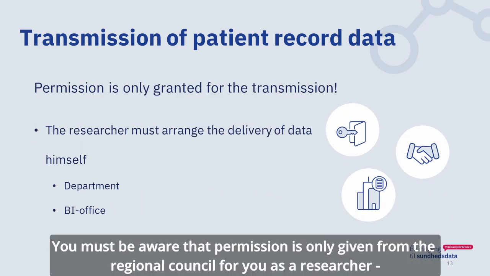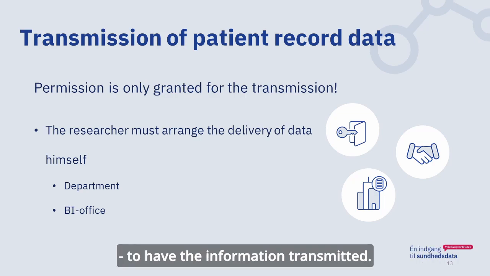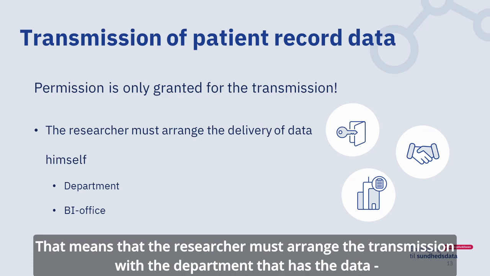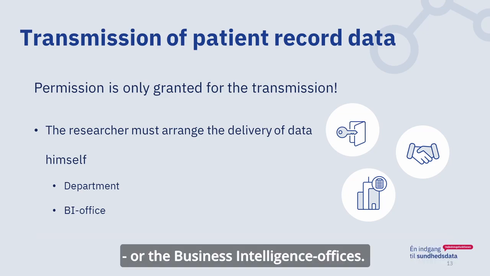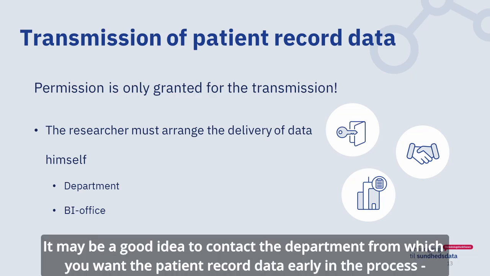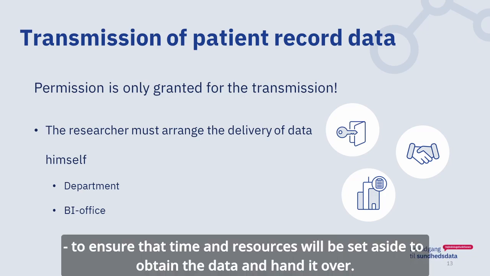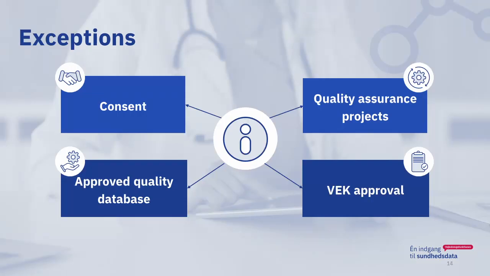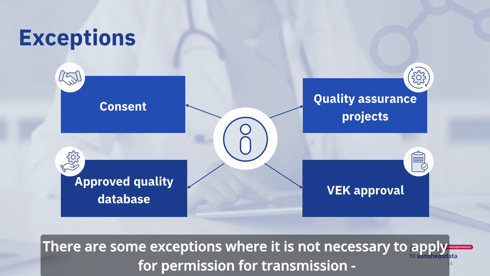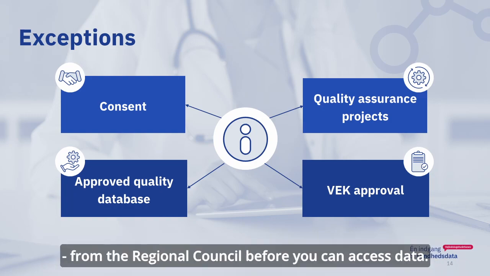You must be aware that permission is only given from the regional council for you as a researcher to have the information transmitted. That means that the researcher must arrange the transmission with the department that has the data or the business intelligence offices. It may be a good idea to contact the department from which you want the patient record data early in the process to ensure that time and resources will be set aside to obtain the data and hand it over. There are some exceptions where it is not necessary to apply for permission for transmission from the regional council before you can access data.